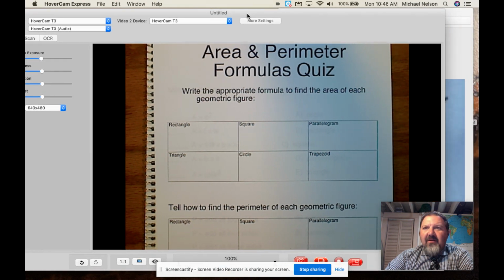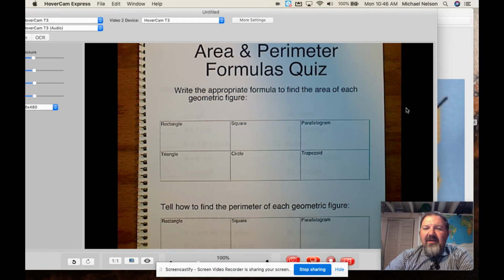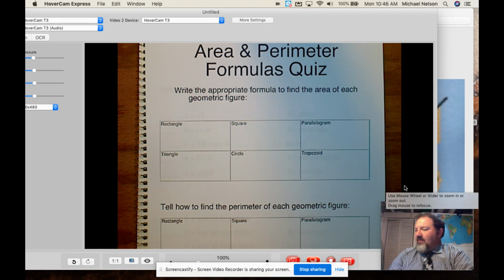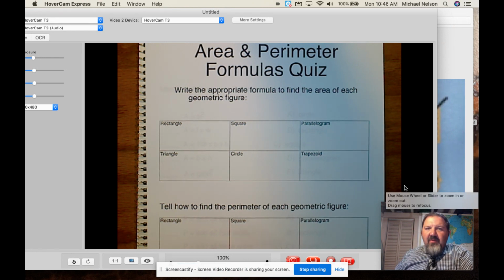All right, let me move my camera over just a little bit so we can see, and let's talk about the area and perimeters formula quiz. This is the paper that's in your packet. It says write the appropriate formula to find the area of each geometric figure.